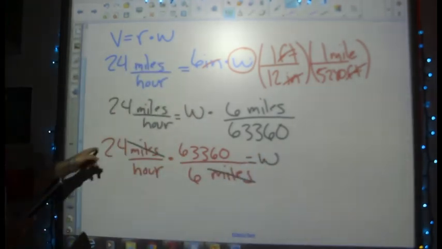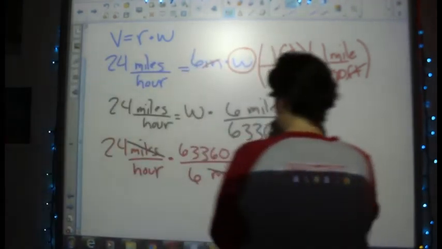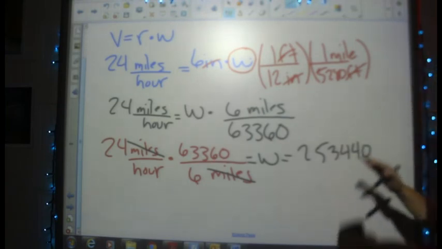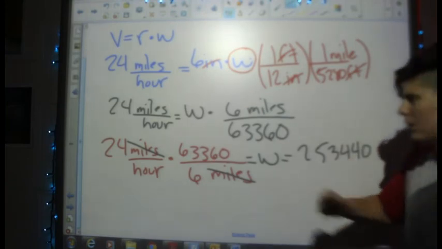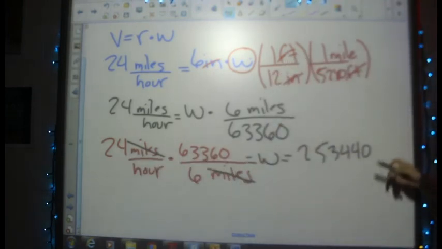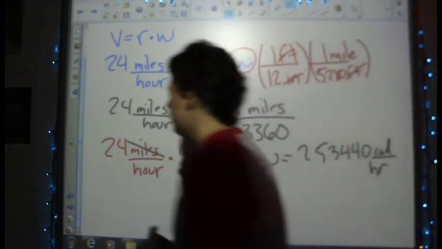And now all I have to do is multiply and divide here. So I have 63,360 times 24. Sorry about that. Divide by 6. So I wind up with 253,440. Super large number, that's okay. Let's talk about the units. If we don't have units left on top, what do we assume they are? Good, we're in radians. And then on the bottom, we have hours left, so it's radians per hour. So here I have my radians per hour.